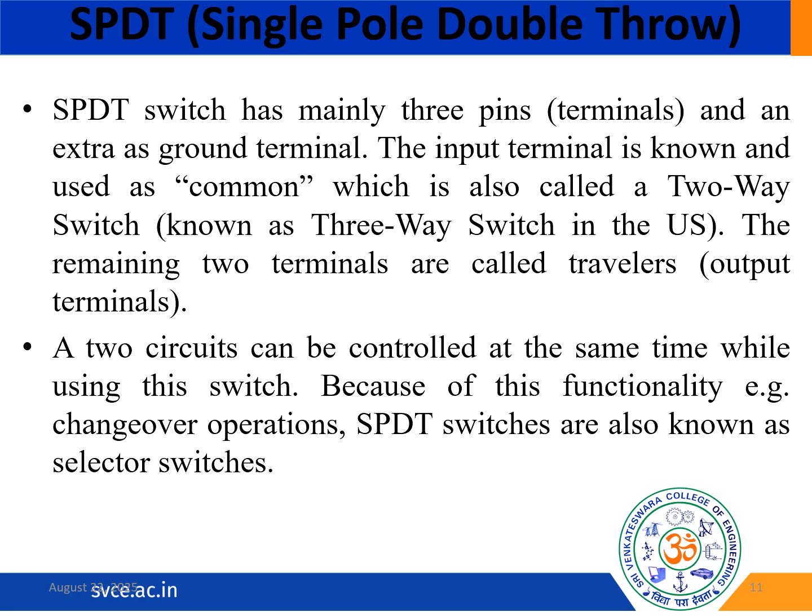Considering single pole double throw, it has three main pins. The pins are also called terminals here, and then there is an extra ground terminal. The input terminal is known as a two-way switch, or we can call it a three-way switch in the US. The remaining two terminals are called travelers, or we can consider them output terminals.